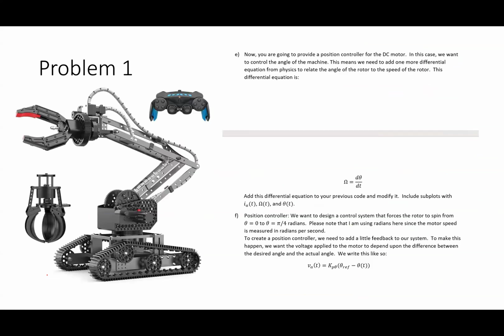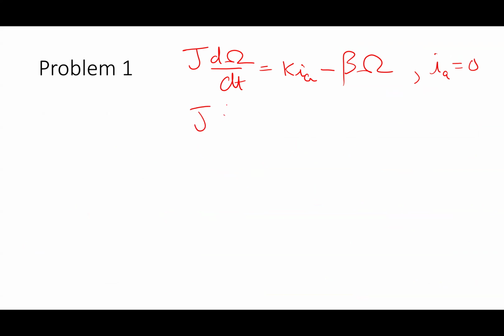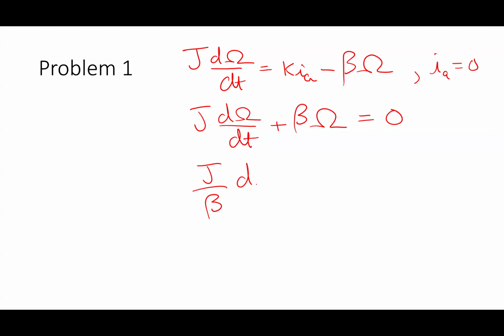And so if I look at the other equation, I have J d omega dt equals K IA minus beta omega like that. For this one, I say let IA equal to 0. And I get J d omega dt plus beta omega equal to 0. And I look at this and I get a time constant by putting it into standard form like that. So in this case, I have a time constant that's J over beta.